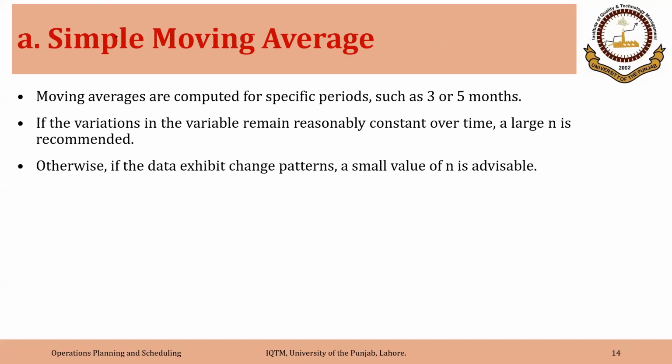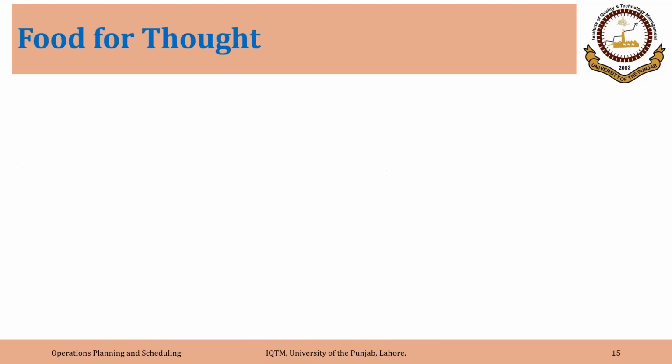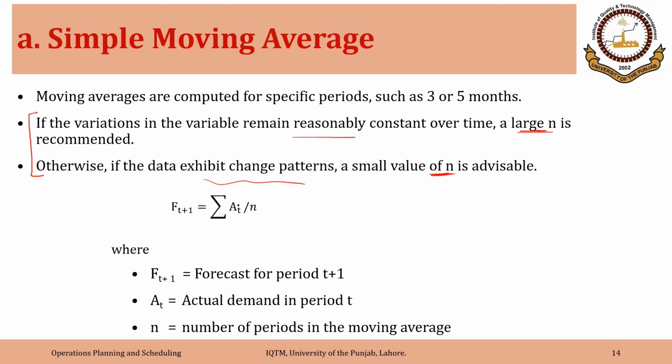Now, these 2 points are really important, and we will explain these points with the help of an example, but I will read them again: if there is a lot of variation in the data, then a small n is recommended. And if the past demand data is reasonably stable, then a relatively large n is recommended. And we will see why. So this is the simple formula for the average. We add the actual demand for a certain number of periods and divide by n. This is the formula for average that you have been using.